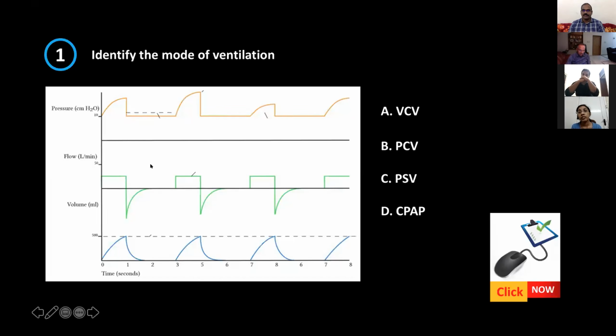This flow pattern is classically called a square wave pattern. And if you look at different breath cycles, the pressure may vary, because when volume is the control variable, pressure becomes a dependent variable. So all these are evident from the graph shown here. Now I think things are clear.